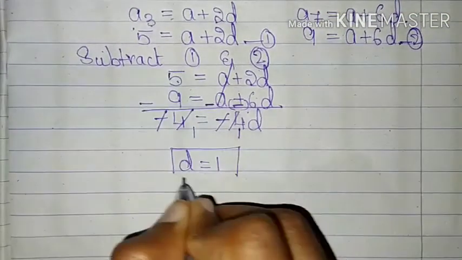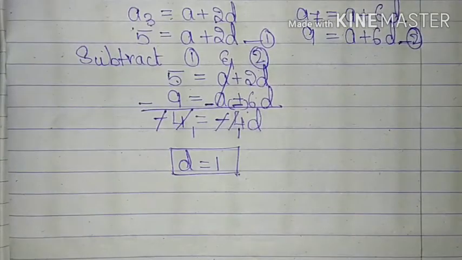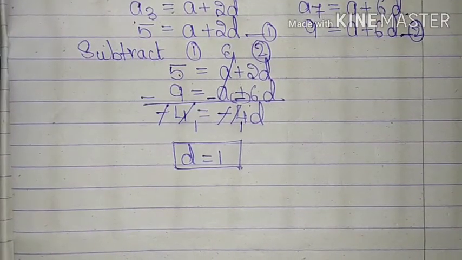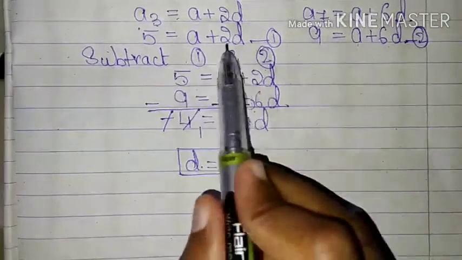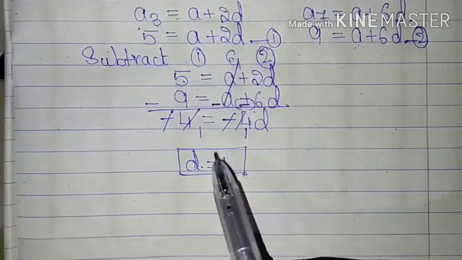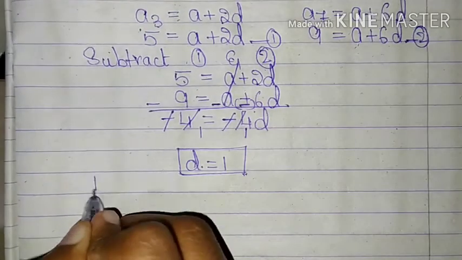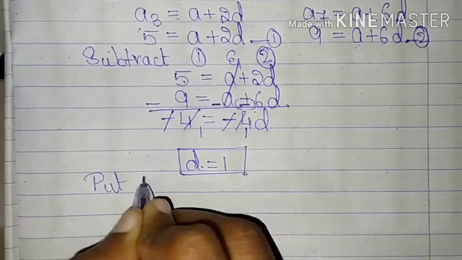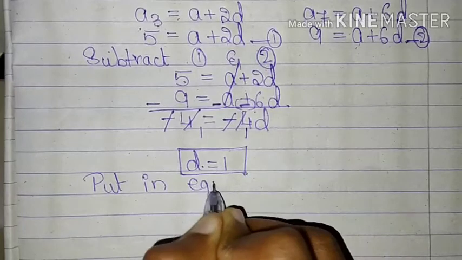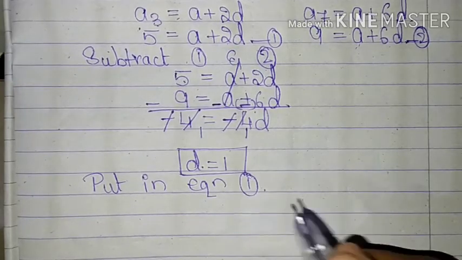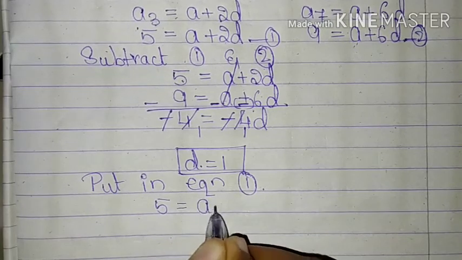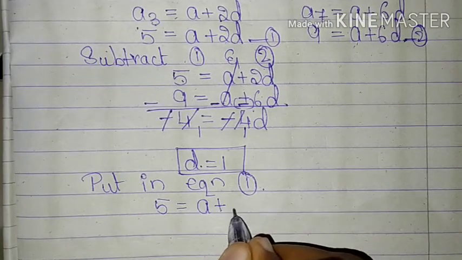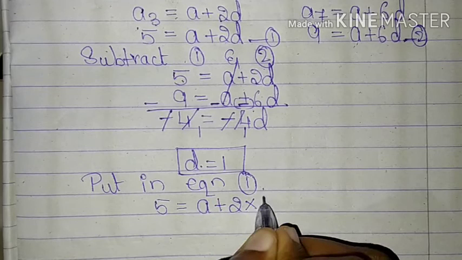We found our common difference. Now it is time to find A. Put the value of D in either of the equations 1 or 2. You will find A. Okay, I'll put the value of D in equation 1. You can also put it in equation 2. You will get the same value. 5 is equal to A plus 2 into 1.